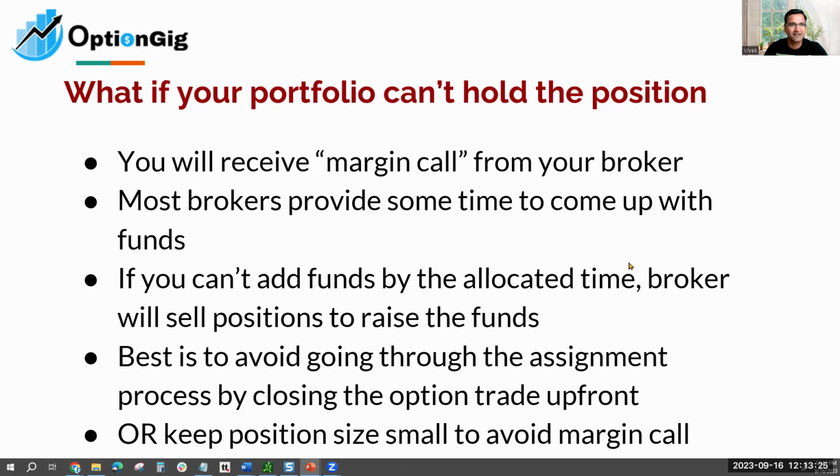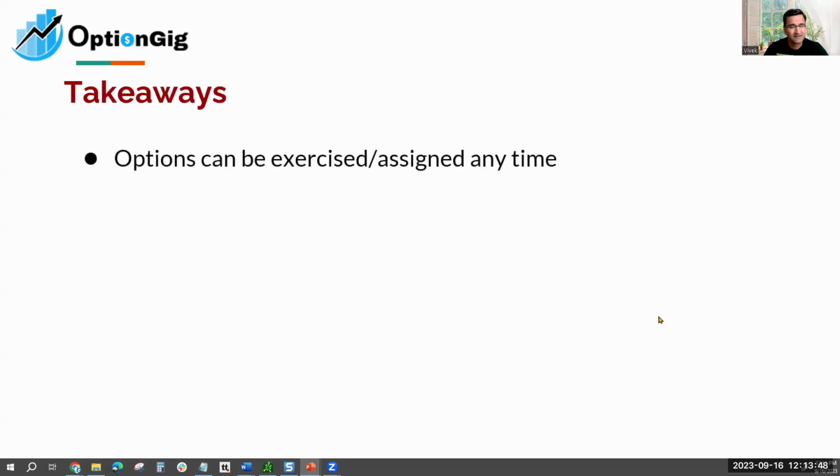Don't sell a naked put on SPY, because that will need $45,000. Maybe sell a put spread. Or instead of doing 10 contracts of a put spread, maybe do only 1 contract or 2 contracts. Follow the guidelines of position size. So, final takeaways: options can be exercised and assigned anytime.